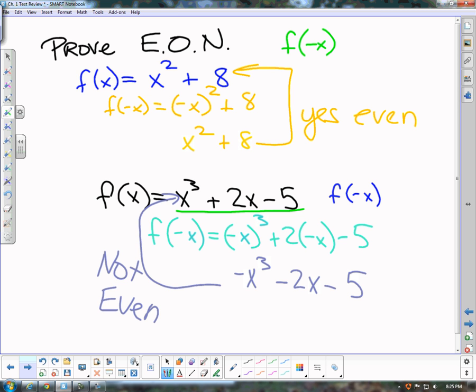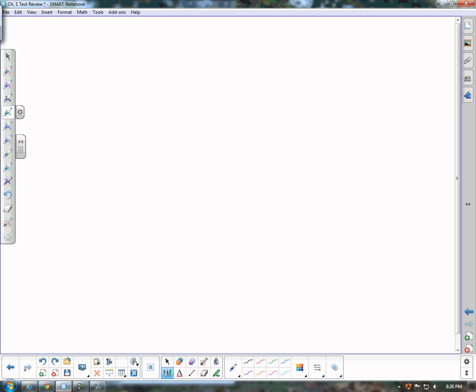If you take the opposite of that thing, you would get a negative x cubed, which is the same as that, a negative 2x, which is the same as that, and a positive 5, which unfortunately is not the same as that, so therefore it is not odd either. Had that been the opposite, then yes, they would have been odd. And that is pretty much everything as far as doing those types of things.